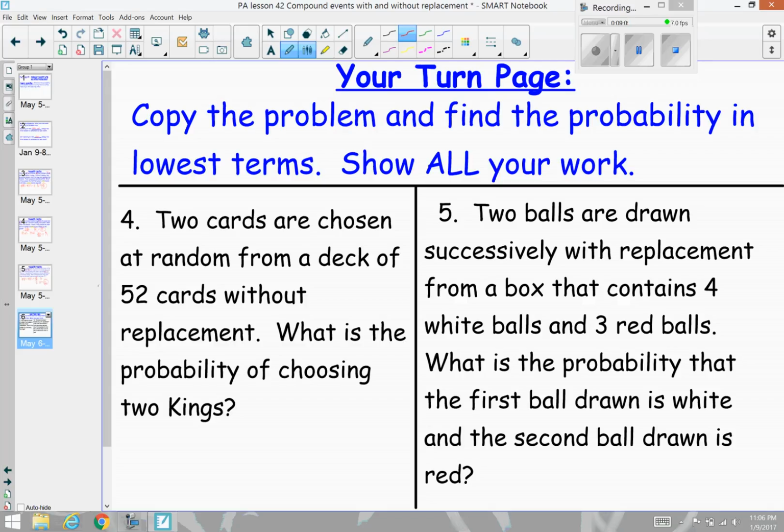All right, here are the 2 problems for the U-turn page. Copy the problem, all of the words, and then find the probability. Please put it in lowest terms, showing all of your work. Good luck, and I'll see you next time.